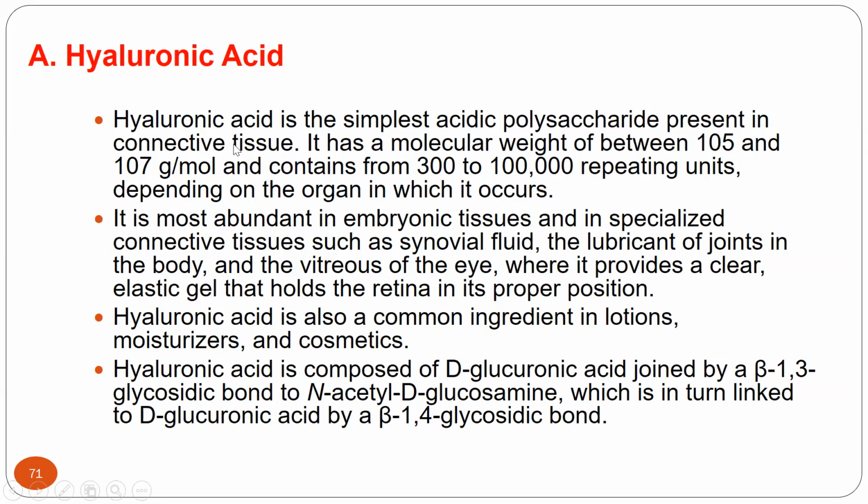Wherever there is a connective tissue, which connects one tissue to another, hyaluronic acid is always present. The repeating units depend on the organ. It's most abundant in embryonic tissues and in specialized connective tissues such as synovial fluid, the lubricant of joints in the body, and the vitreous of the eye, where it provides a clear elastic gel that holds the retina in its position. So you can find hyaluronic acid in there, even in embryonic tissues.